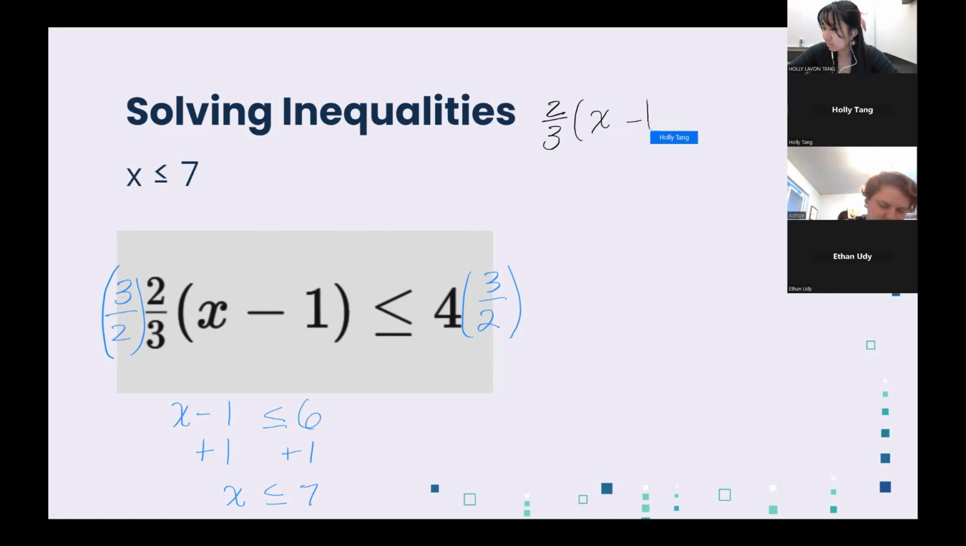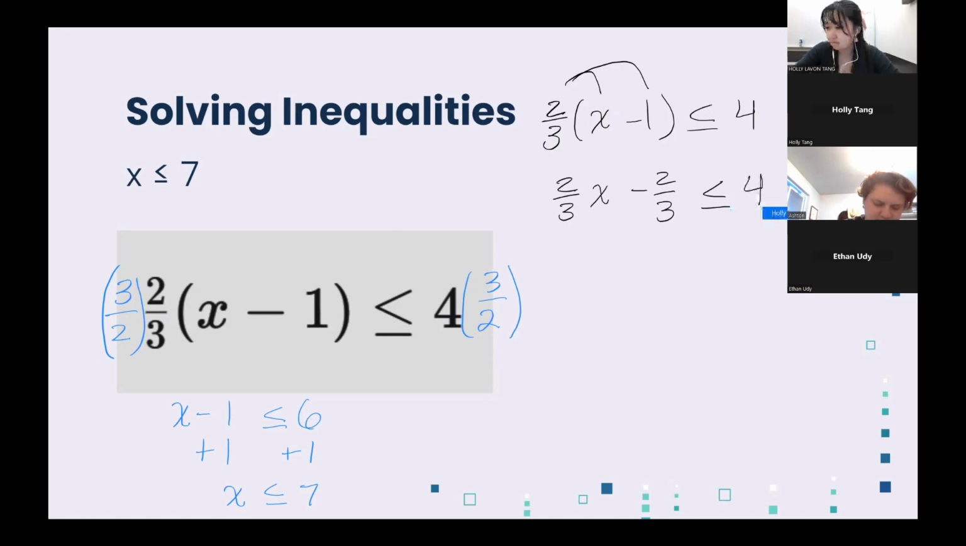2/3 times x minus 1 is less than or equal to 4. We distribute that to both terms. We get 2/3 x minus 2/3 is less than or equal to 4. So then what would our next step be? We would add 2/3, right? Yes. Cool.